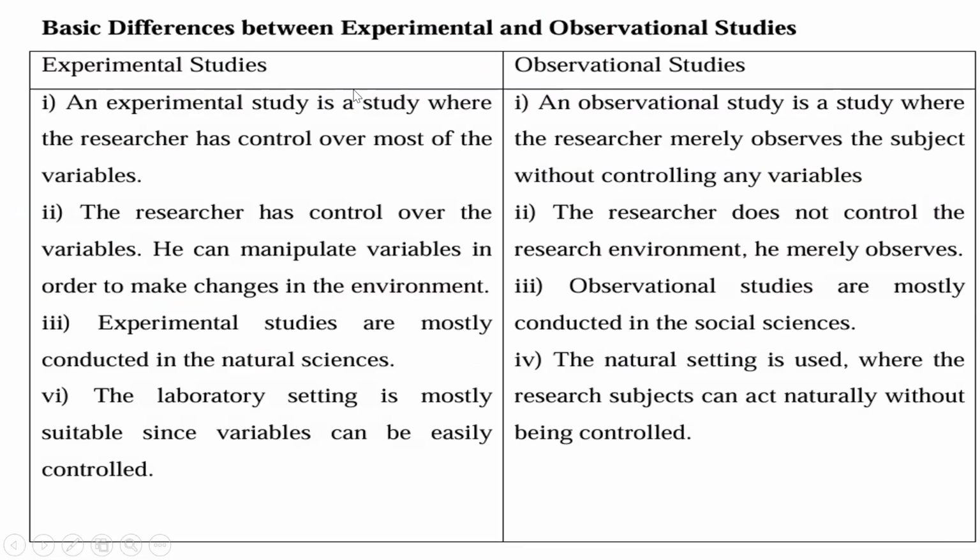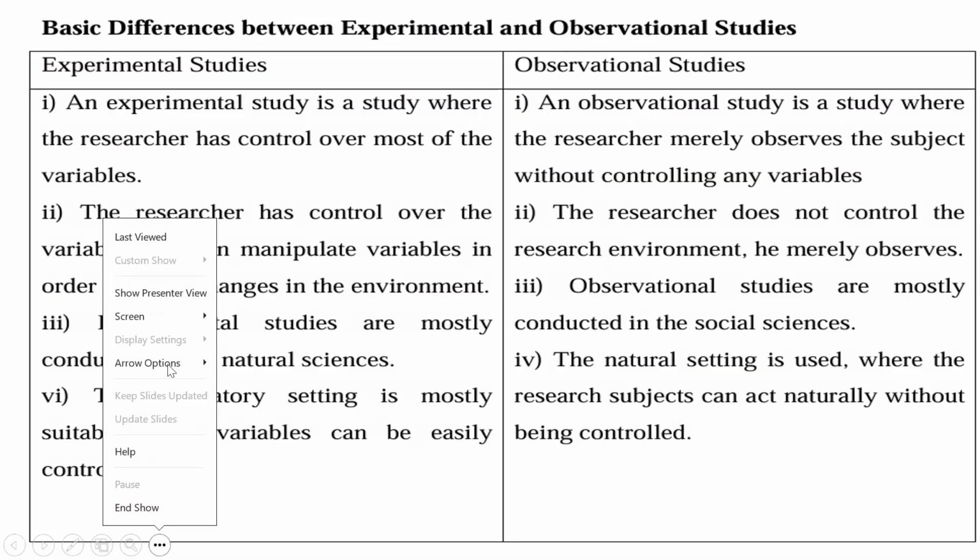Okay. So the second difference, even though you cannot hear me, I hope you can just see the slide and read through. The second difference between experimental and observational study is that the researcher has control over the variables in experimental studies, so he can manipulate variables in order to make changes in environments. But in observational studies, the researcher does not control the research environment, so he mainly observes. All right.